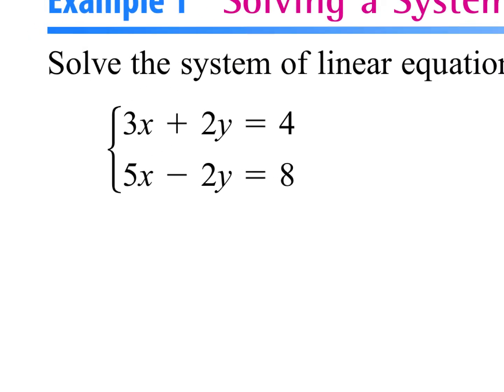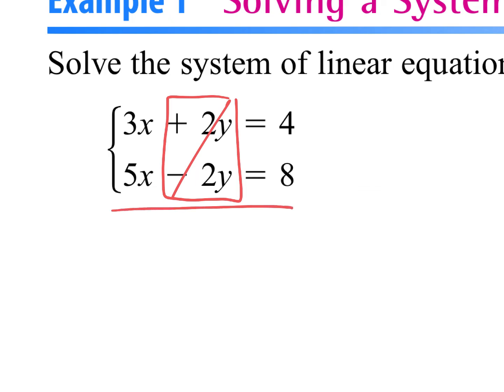So for this one, we see that we have the same coefficient in front of the y's, but one's positive and one's negative. So they're the same but opposites. That's what we need in order for them to cancel out, because 2y minus 2y is 0, so they will cancel. So you always need the same number with an opposite in order to cancel. So we just add all of our like terms together. So 3x plus 5x is 8x. That's equal to 12. Then we just solve for x.